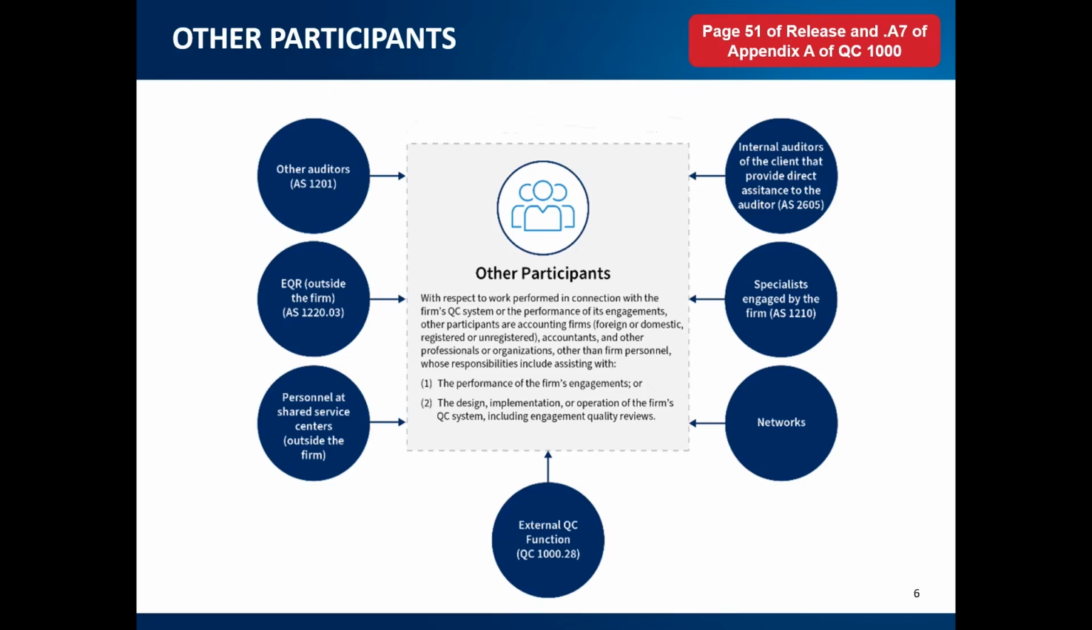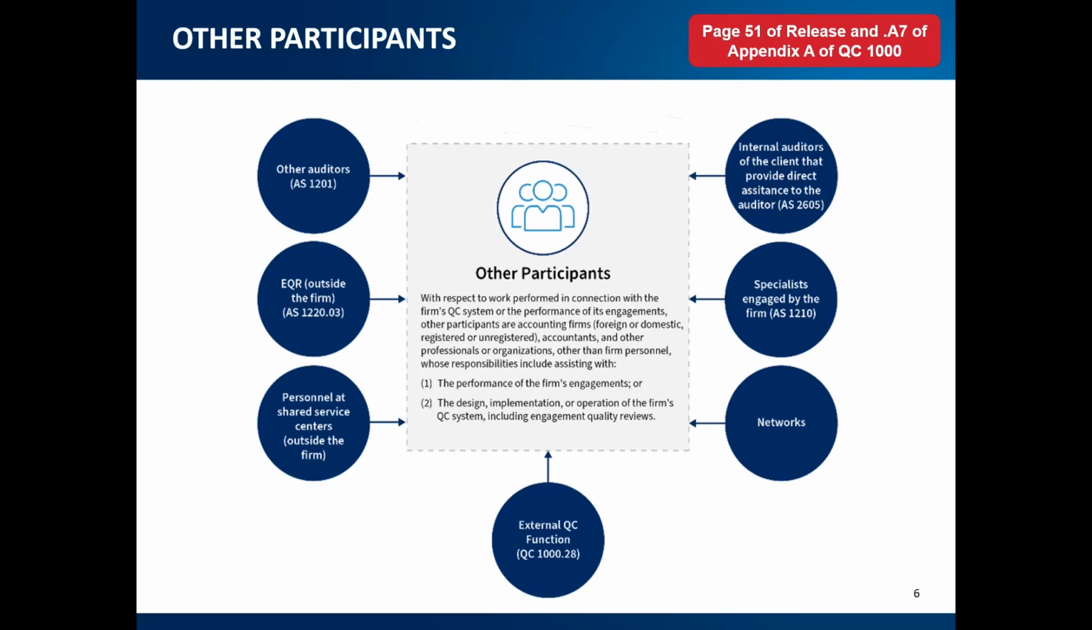QC 1000 references other participants throughout the standard. The firm would need to understand how other participants fit in their QC system and engagements and what specific quality risks exist and develop responses to address these quality risks. While it may be beneficial and in many cases essential to use other participants on engagements or in the firm's QC system, these arrangements can pose risks because other participants may not be subject to the same quality controls as firm personnel. For example, with regard to personnel assignments, training, supervision, and monitoring.